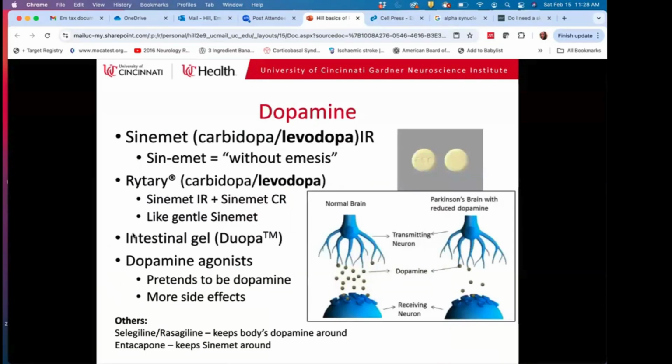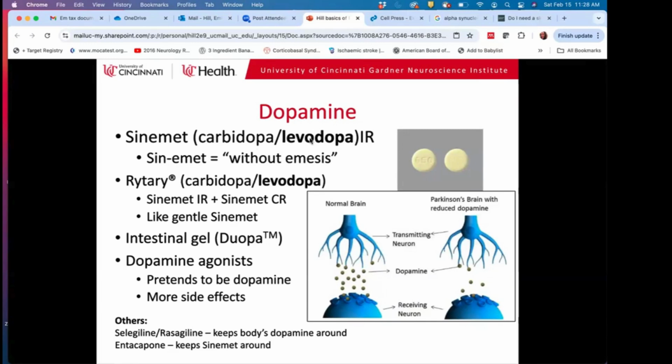Okay. Then for people who are ready to start a medication, basically I'm giving back dopamine in pill form. So the pill is Sinemet, the brand name. That's carbidopa levodopa. Sinemet, sin is without, emet is emesis or vomiting. So the reason it's called Sinemet is because levodopa, if you give it by itself, makes people throw up. So we add the carbidopa to prevent nausea. Some people still get a lot of nausea with it, so sometimes we add more carbidopa.